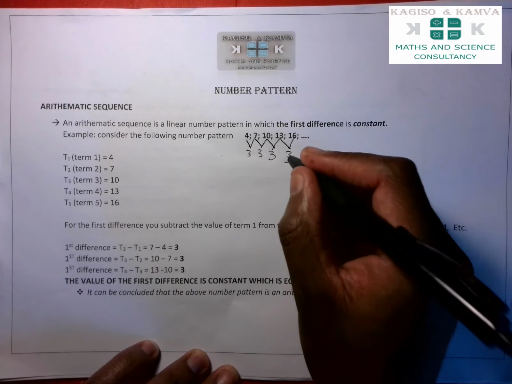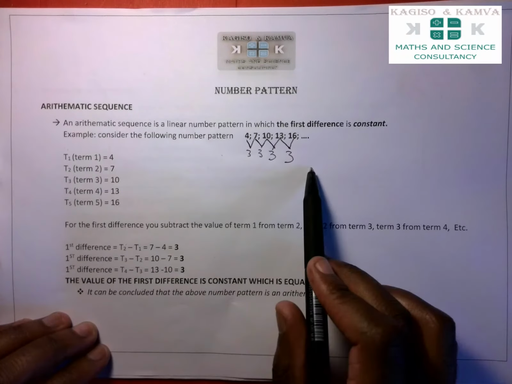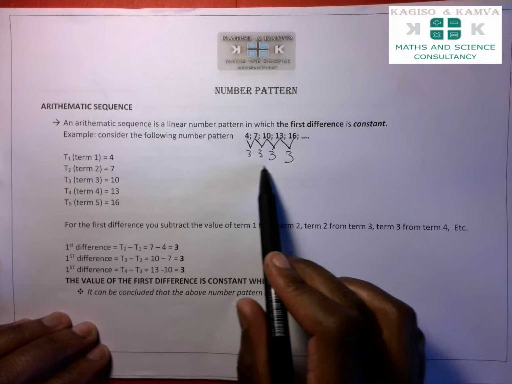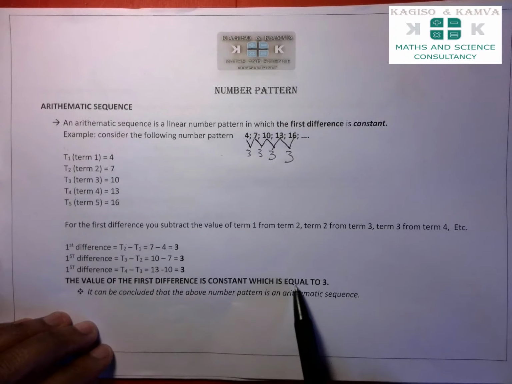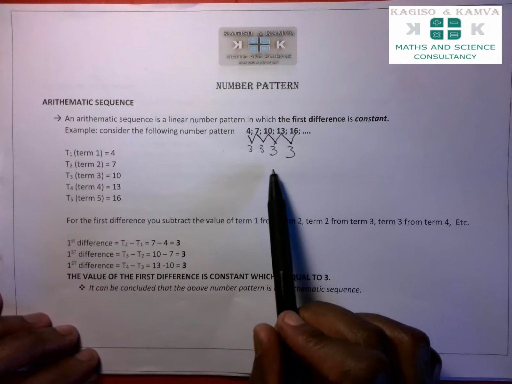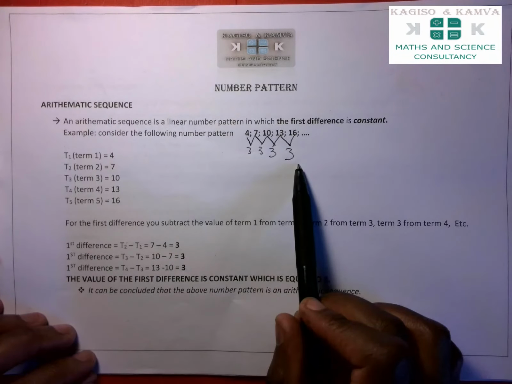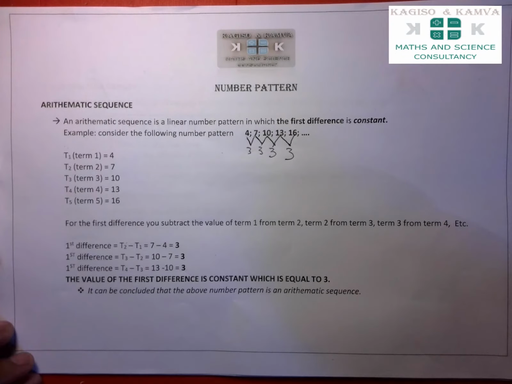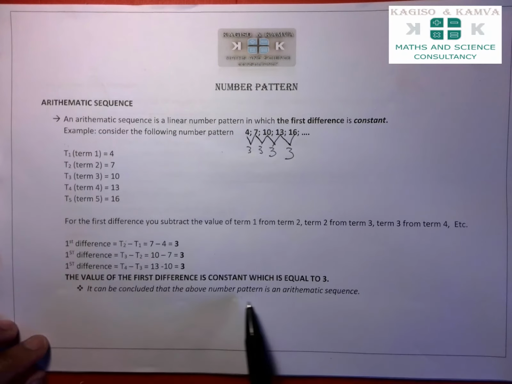So the first difference is constant. The value of the first difference is constant, which is equal to 3. Now, since we have the first difference as a constant 3, we can conclude that the above number pattern is an arithmetic sequence.